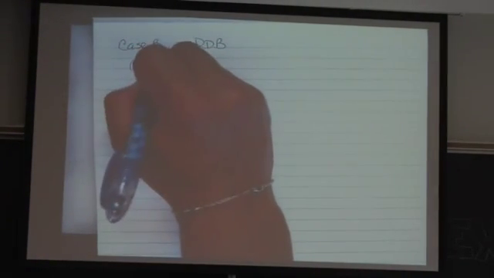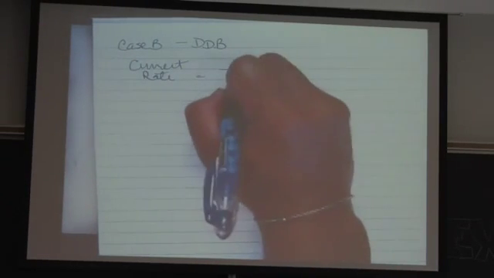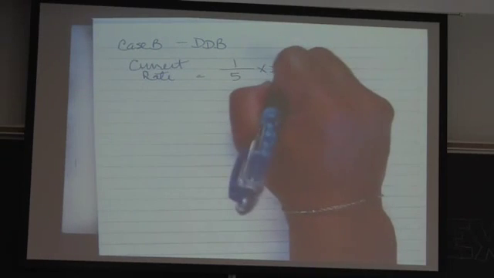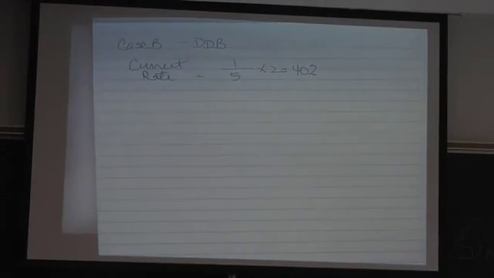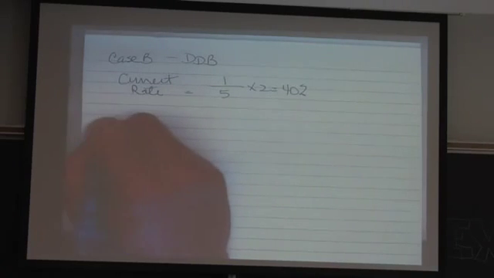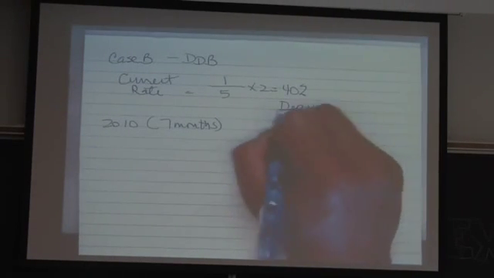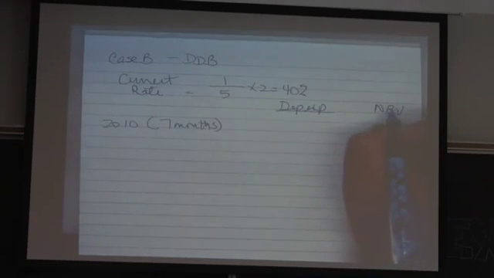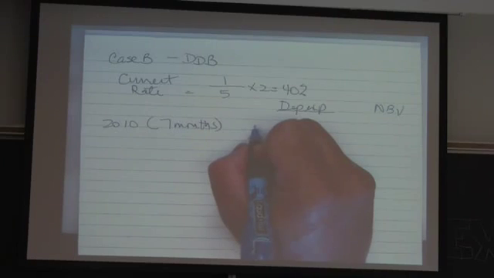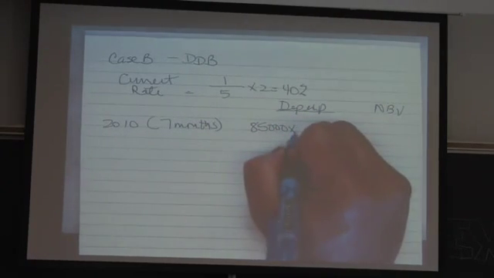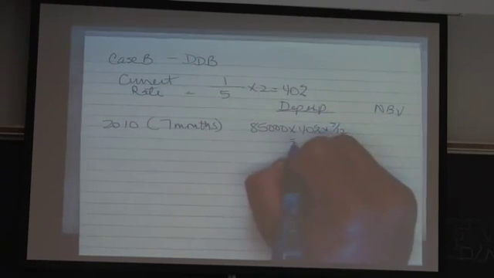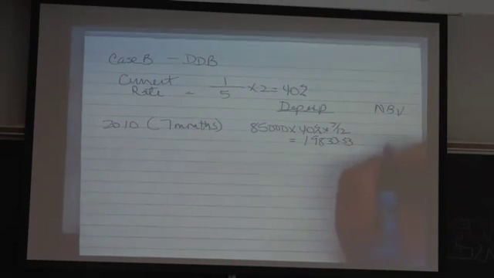So we know that the current rate is 1 over 5 times 2, which gives me 40%. And we know from our analysis in part 1, the amortization for double declining for 2010. So this is depreciation expense, net book value. This one is 85,000 times 40% times 7 over 12. Net book value is going to be 65,166. So this was 85.